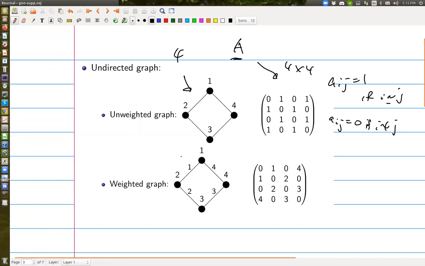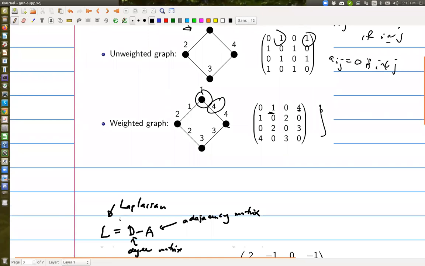So if I have a graph like this, node 1 connects to node 2 here, right? So that's a 1 here. And it connects to node 4 and a 1 here also. Sometimes when you have a weighted graph, you put the weight instead of 1 into the adjacency matrix. For example, if I weight the graph like this, then for node 1 here, you see it's connecting to 2 with weight 1, so I have 1 here, and connecting to node 4 with weight 4, so I have 4 here, something like that. So this is the adjacency matrix A here.